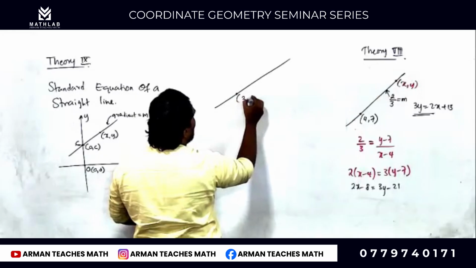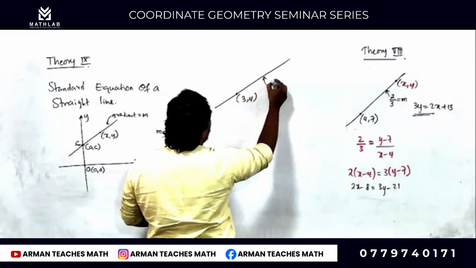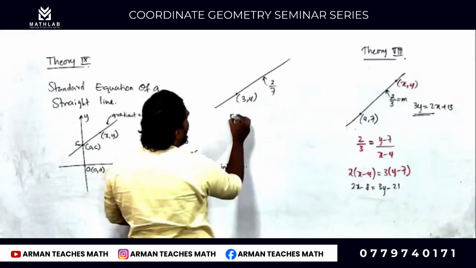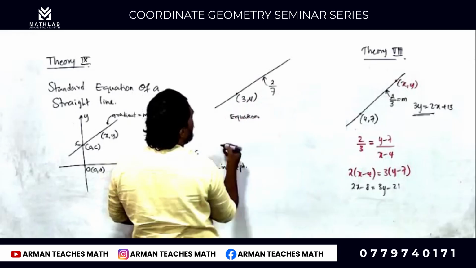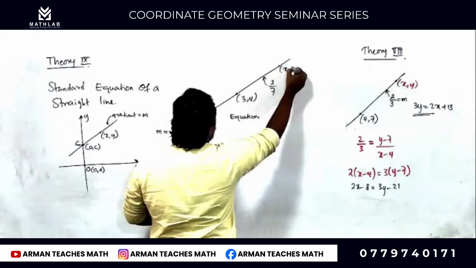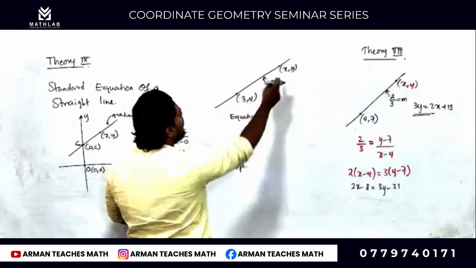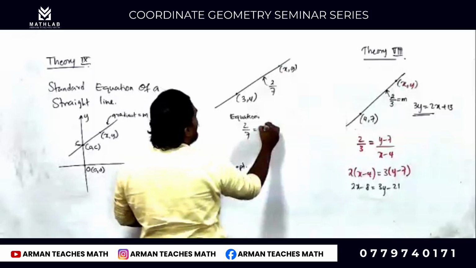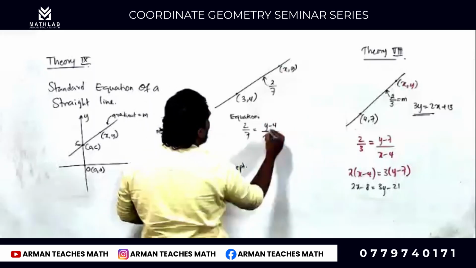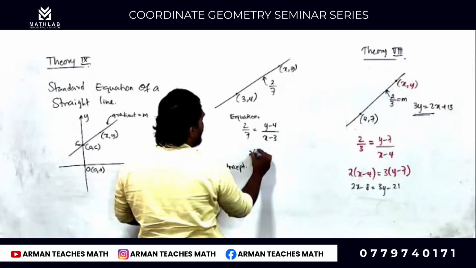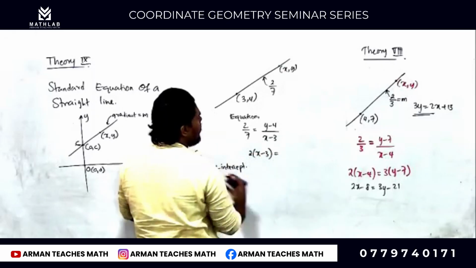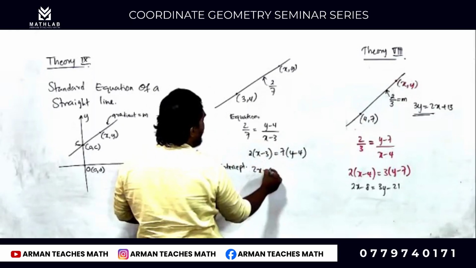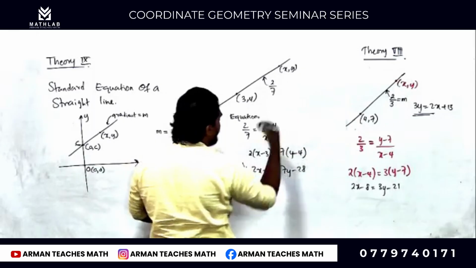and we have the point (3, 4), and the gradient is given as 2/7. So how to calculate the equation of this straight line? Selecting a general coordinate and using the general coordinate and the known coordinate, we can write the gradient. Gradient equals (y minus 4)/(x minus 3). Do a cross multiplication. 2 times (x minus 3) equals 7 times (y minus 4). Remove the brackets. 2x minus 6 equals 7y minus 28.